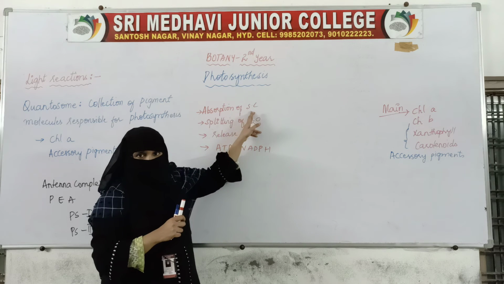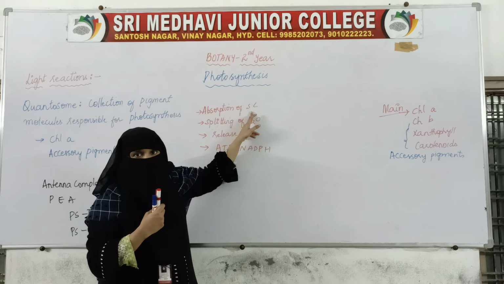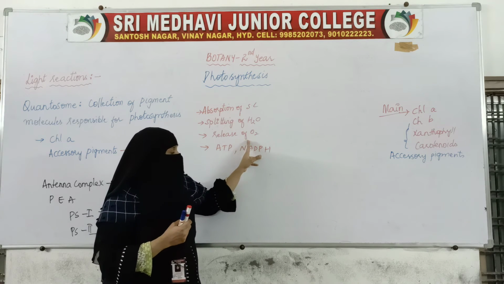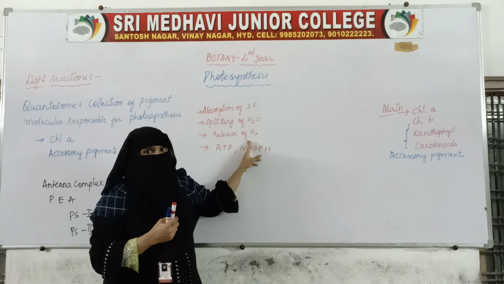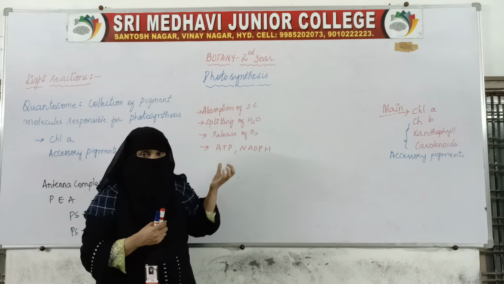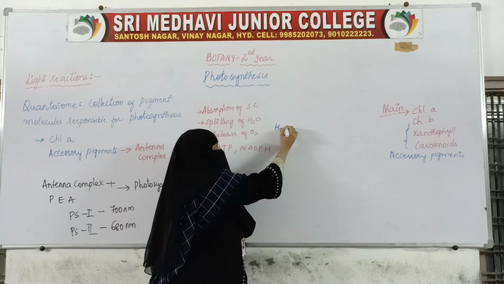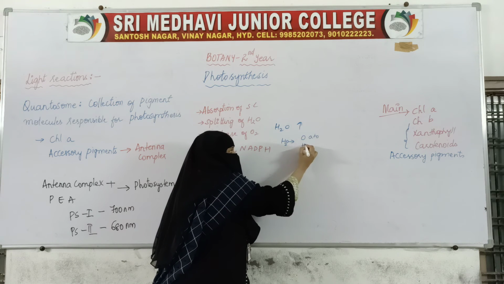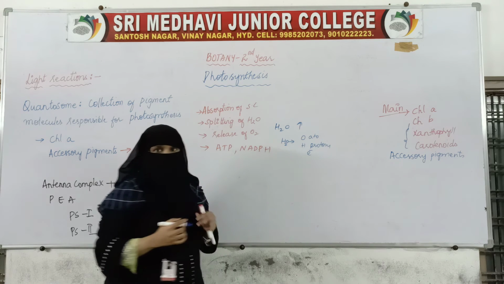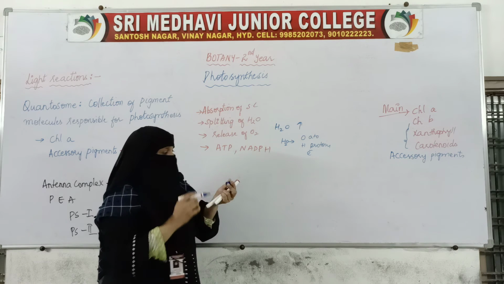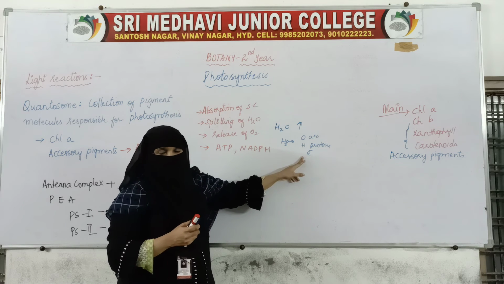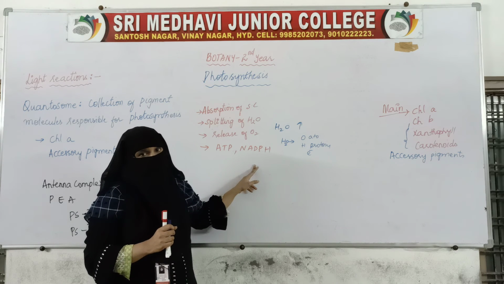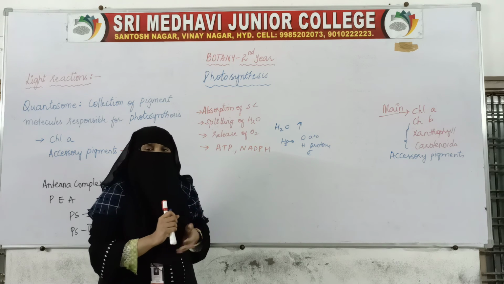So in the light reaction, sunlight is trapped by chlorophyll and accessory pigments, thereby breaking the water molecule, that is hydrolysis. Oxygen will be released, and along with it electrons and protons. H2O is broken down into an atom of oxygen, protons and electrons. The electrons will be passed through a series of electron acceptors, and the protons will help in the formation of ATP and NADPH, the energy rich compounds formed during this light reaction.